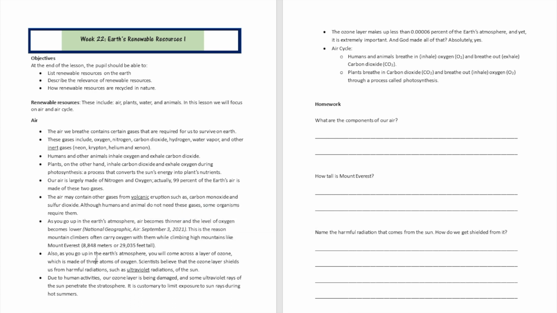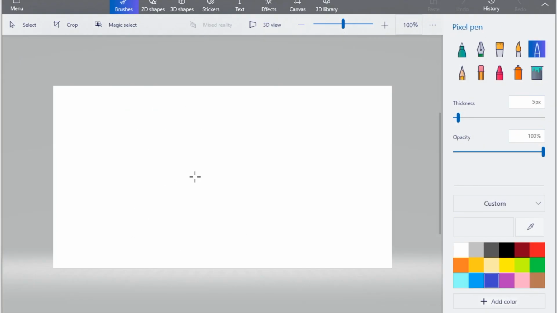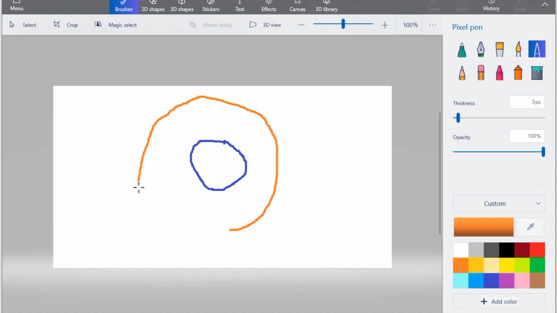Also, as you go up in the Earth's atmosphere, you will come across a layer of ozone, which is made of 3 atoms of oxygen. Scientists believe that the ozone layer shields us from harmful radiations such as ultraviolet radiations from the sun. That's a very important point that you have to make sure you remember. Let's quickly draw a little picture for us to remember. This is the Earth. And then let's draw another layer that is going to be like the ozone layer.